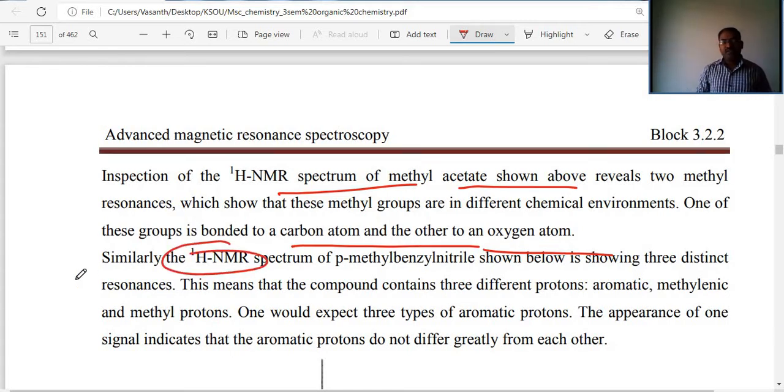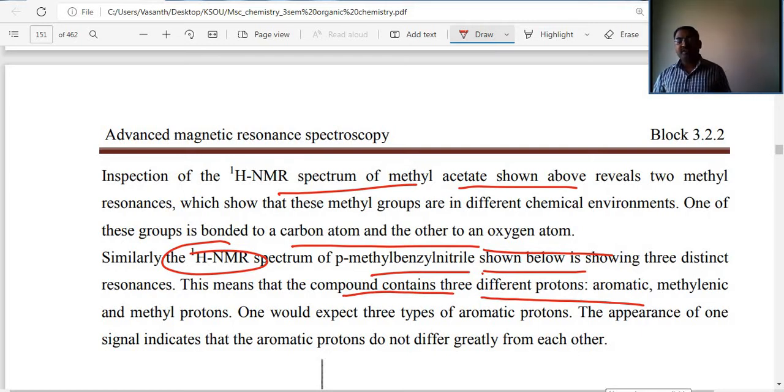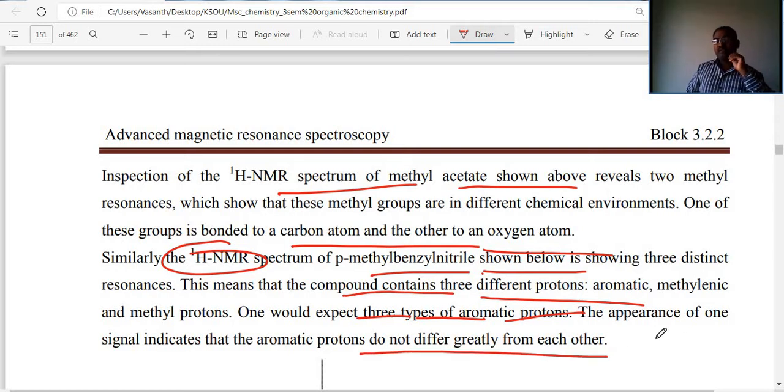Similarly, the proton NMR spectrum of paramethyl benzene nitrile, shown below, shows three distinct resonances. This means that the compound contains three different kinds of protons: aromatic, methylene and methyl protons. One would expect multiple signals for the aromatic protons, but the appearance of one signal indicates that the aromatic protons do not differ greatly from each other.